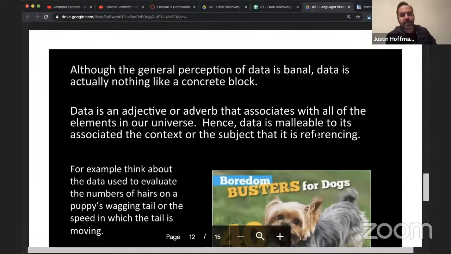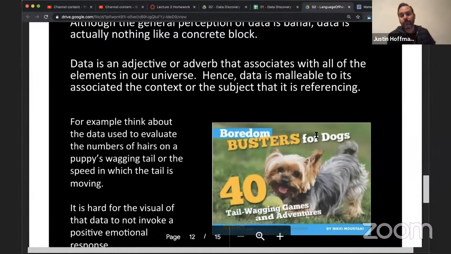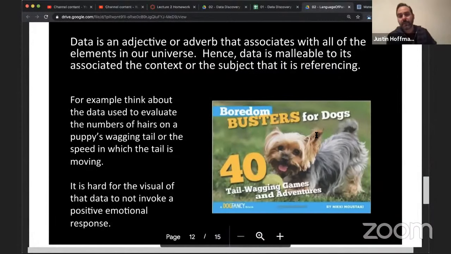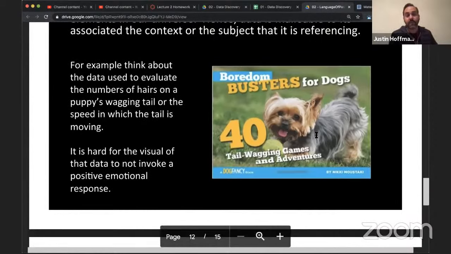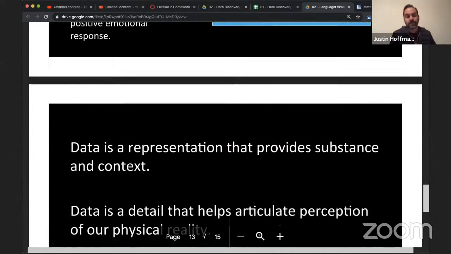Although the general perception of data is banal, data is actually nothing like a concrete block. Data is an adjective or adverb that associates with all the elements of our universe. Hence, data is malleable to the associated context of the subject that is referencing. For example, think about the data used to evaluate the number of hairs on a puppy's wagging tail or the speed at which the tail is moving. It's hard for the visual of that data to not invoke something emotionally positive in response.